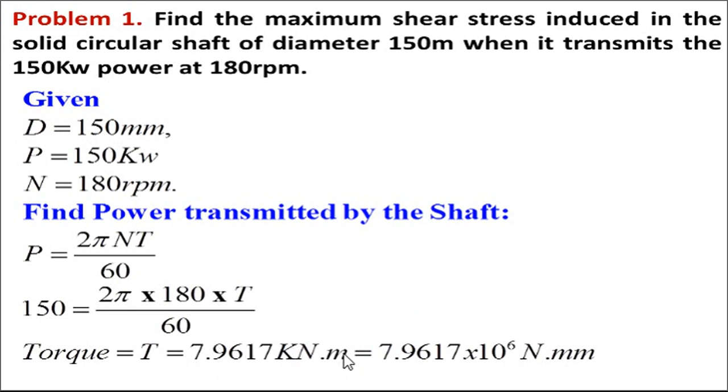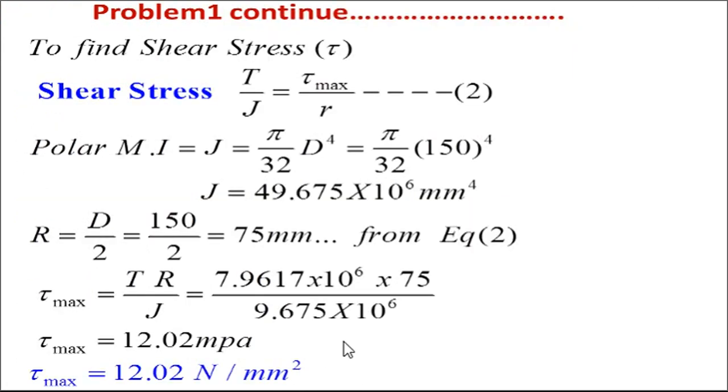Multiplying this total value by 10 to the power 6, I get this answer in Newton mm. Carefully, you should be able to convert all these values. Suppose here I have converted the values to watt, so it must be 150 into 10 to the power 3. At that time my answer will be in Newton meter. But I have kept 150 kilowatt as it is here, that's why this answer is in kilonewton meter. So I got this value of torque.